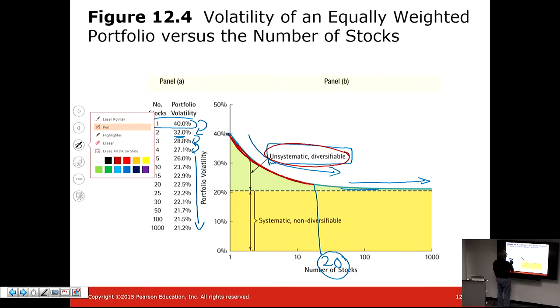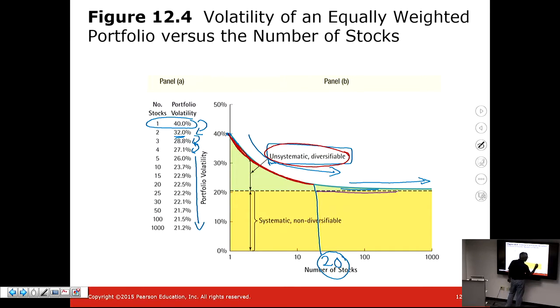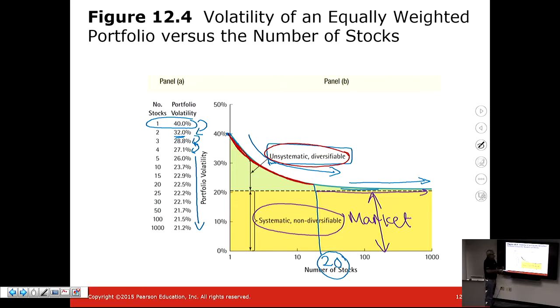And then beyond a certain point, I cannot reduce risk any further. Pretty much a horizontal line. I cannot get rid of this risk. That's my systematic risk or non-diversifiable risk, also known as my market risk. This is the risk that is market-wide. Every stock in the economy bears risk from changes in interest rates, changes in inflation, and so on and so forth. This risk is diversifiable, this risk is not. So this risk I can get rid of, but this risk I cannot get rid of.